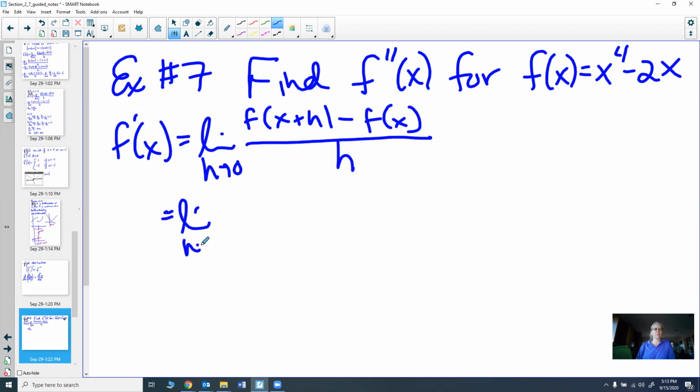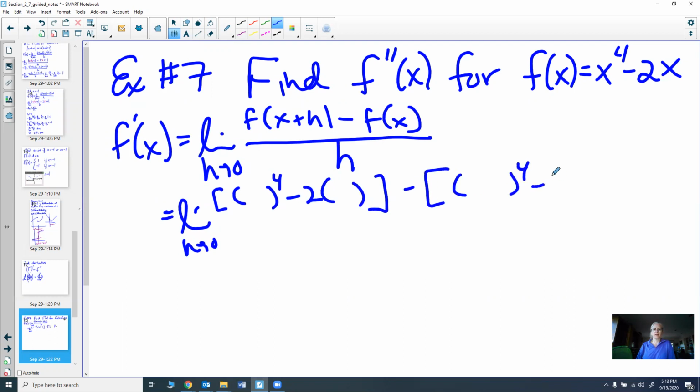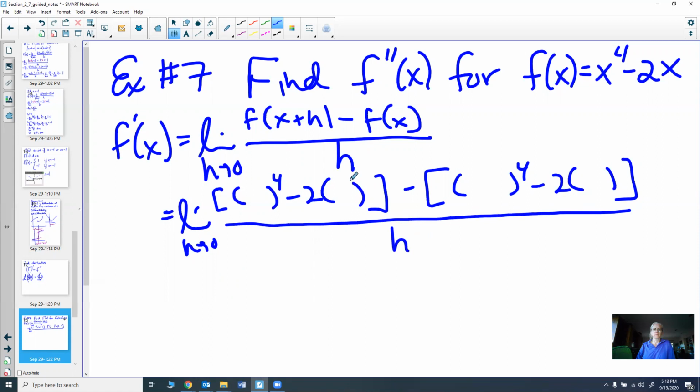This is the limit as h goes to 0. My function is something to the fourth minus 2 times something, all over h. Well, in the first case, my something is x plus h, so I put x plus h, x plus h. And my second something is x. And then I just have to multiply this all out.